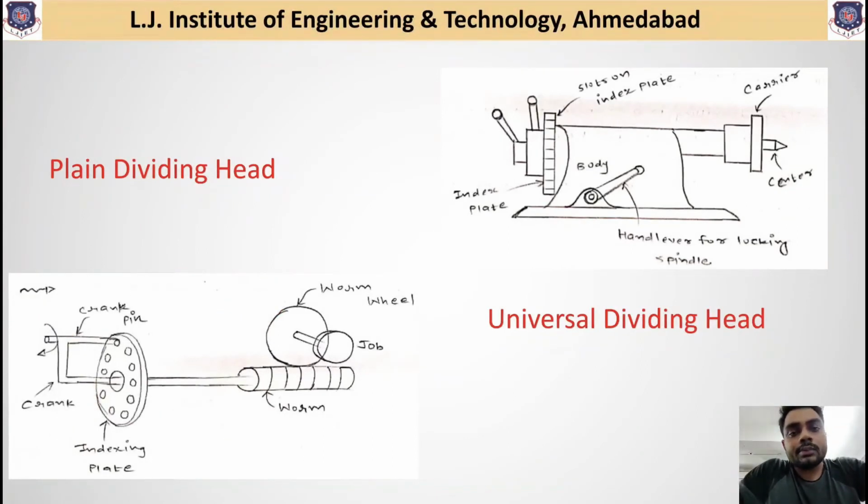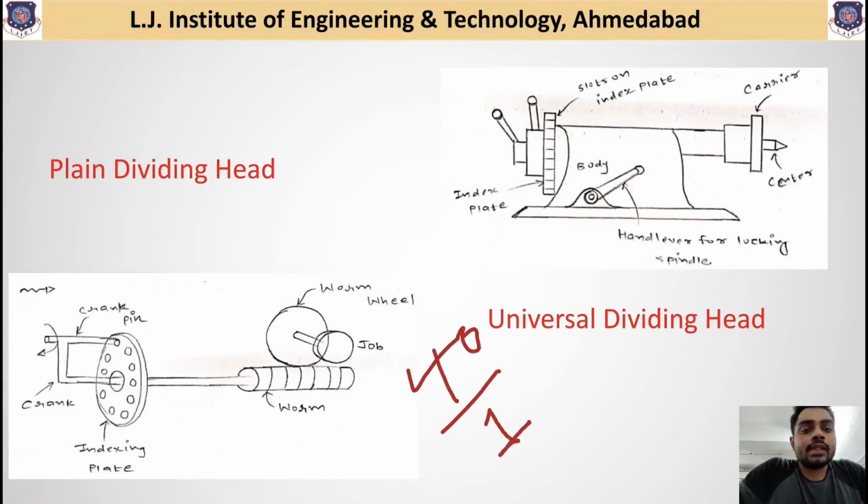But the most important point for this case is the worm and worm wheel attached over here. It has a gearing ratio of 40 divided by 1. That means this worm and worm wheel has a gearing ratio of 40:1. Now what is the interpretation of this gearing ratio?